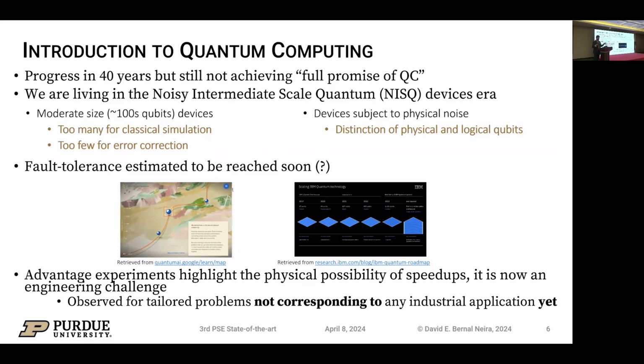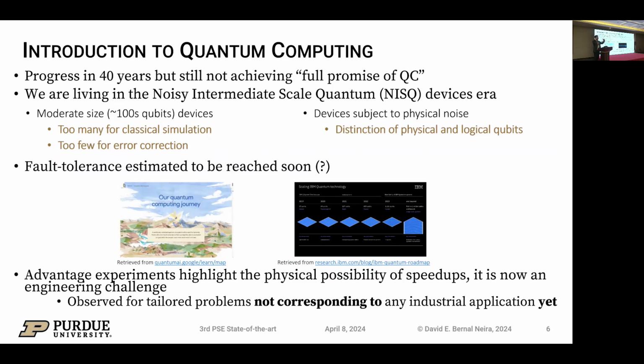So the challenge, the opportunity here is we have some methods that can prove advantage, and we have a lot of applications that require better computational methods. How are we going to bridge them together? Okay, so let's keep going.